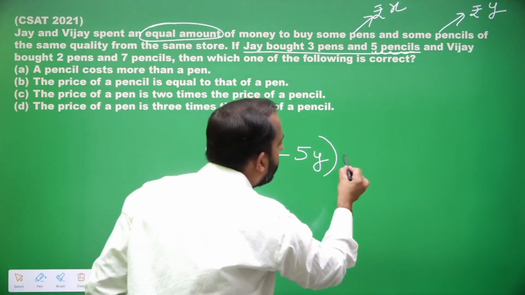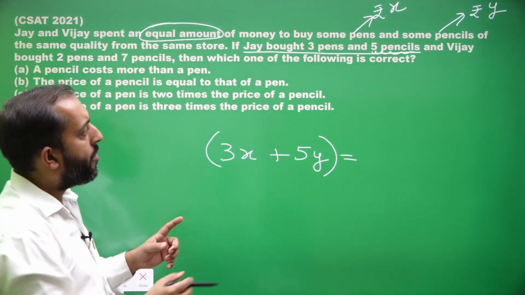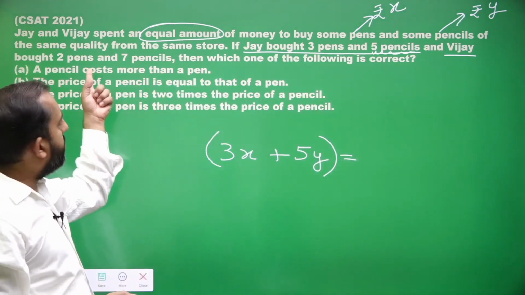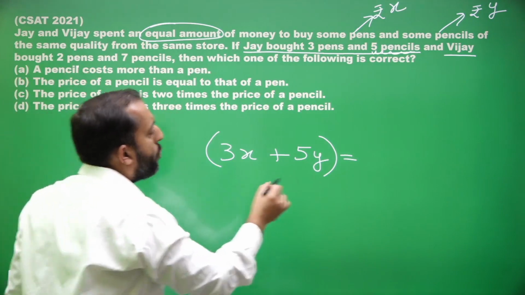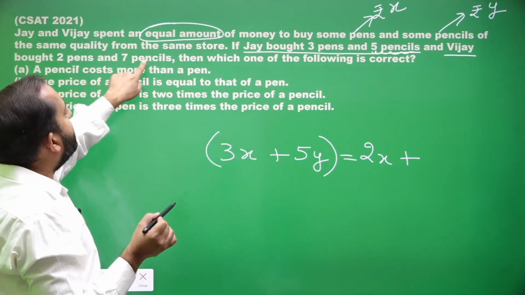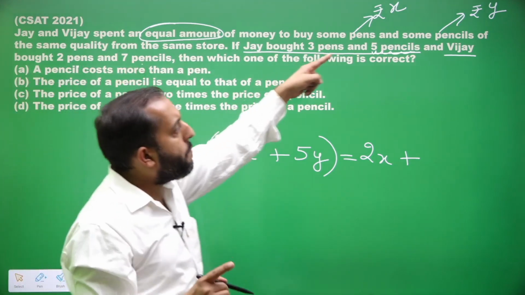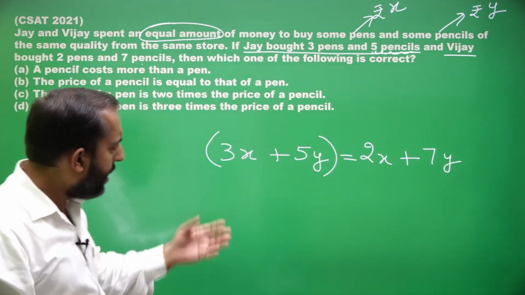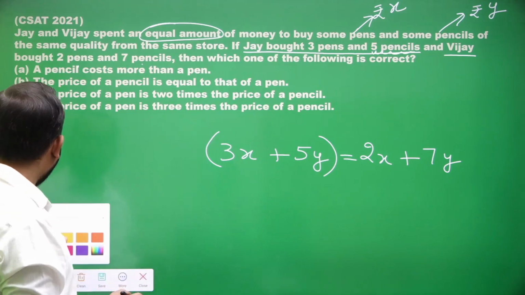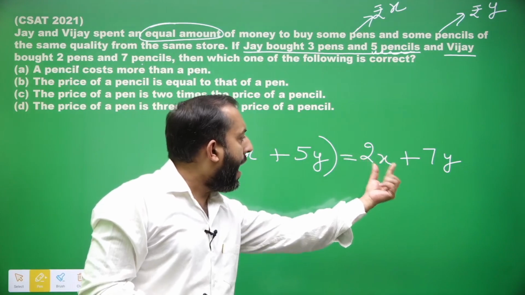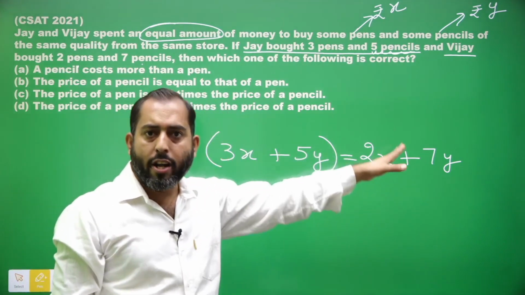So let's calculate the total money spent by Vijay now. Vijay has bought 2 pens. Price of one pen is X, so the price of 2 pens should be 2X, plus 7 pencils. Price of one pencil is Y, so the price of 7 pencils should be 7Y. Okay, now let's resolve this. While resolving, we're going to keep X on one side of the equality and Y on the other side.